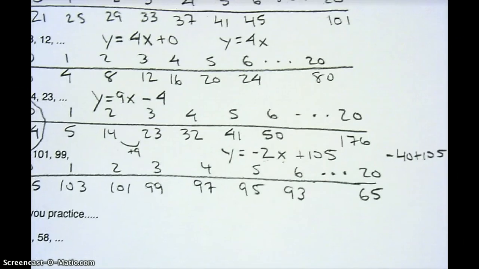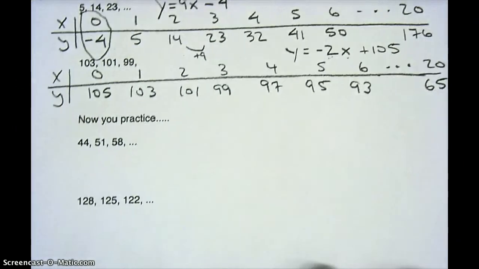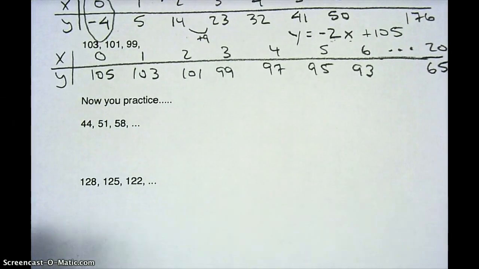Okay, now you guys have 2 to practice on. You can stop the tape now, and you need to do these and show Mr. Petterson that you can do these, and then you'll be able to take the test. Remember to make the table for the first 6 numbers, write an equation, and find the 20th number of that sequence.